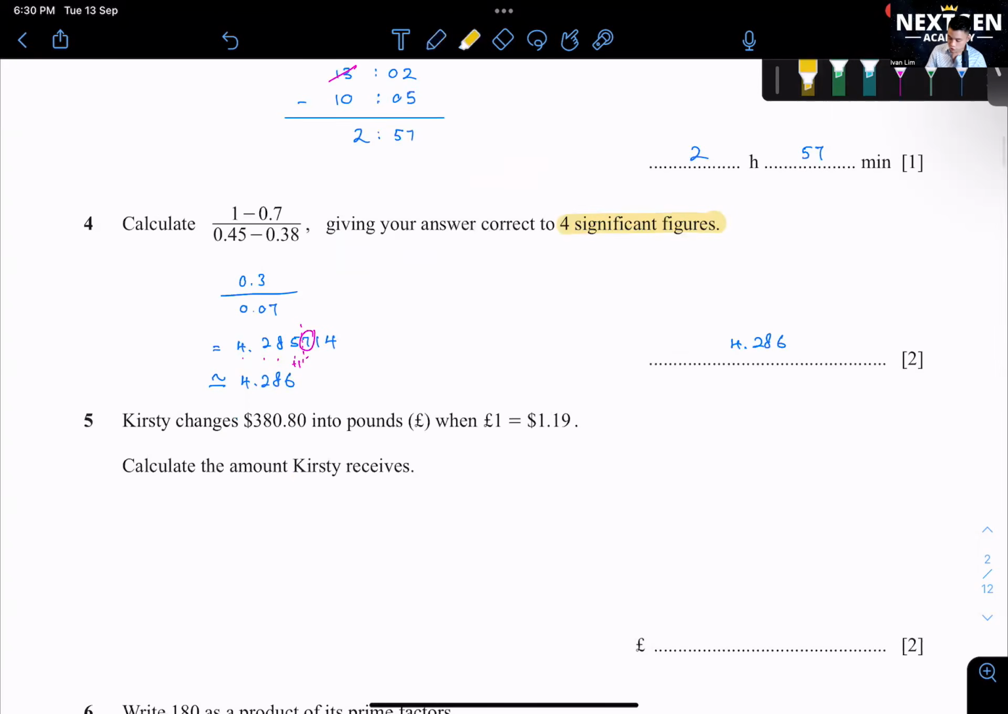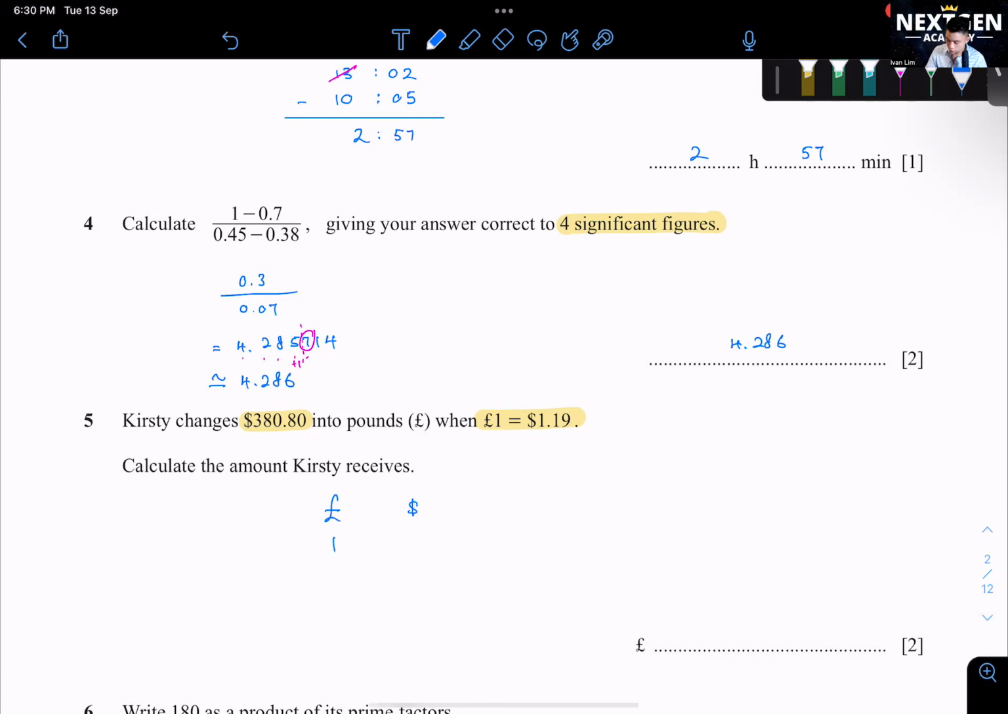All right, question 5. Kirsty changes $380.80 into pounds when £1 is equal to $1.19. Calculate the amount Kirsty receives. We are going to use the ratio theorem method. Don't guess it. This is what I normally teach. We put it like this: pounds, then we put dollars like that, dollars on top as the topic first.